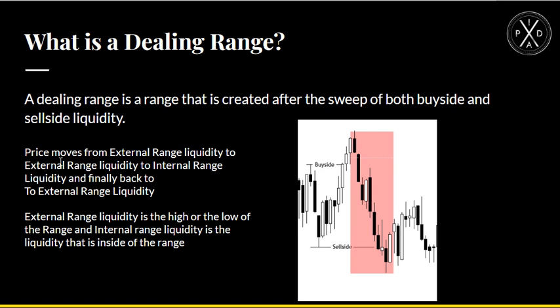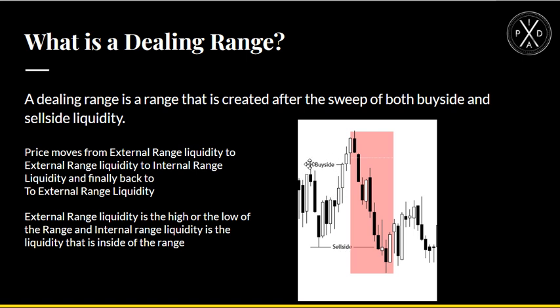And then next I have that price moves from external range liquidity to external range liquidity to internal range liquidity and finally back to external range liquidity. So that's basically just the anatomy of a dealing range. So this is the range, right? We have a high and a low, and above that high there's external range liquidity. So buy-side and sell-side liquidity is just external range liquidity. You can think about it that way.